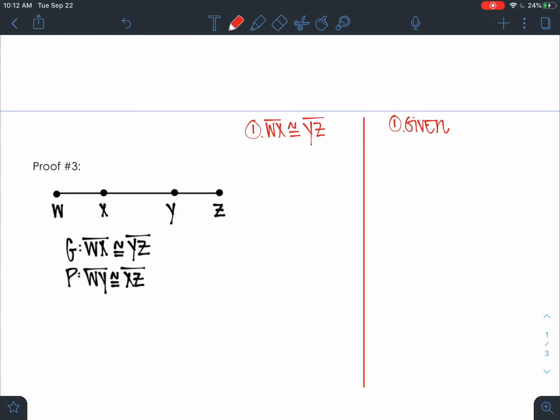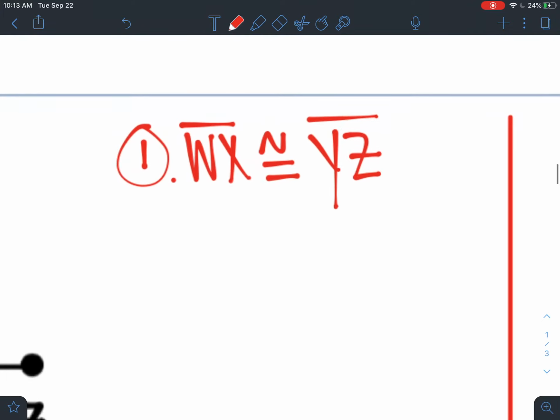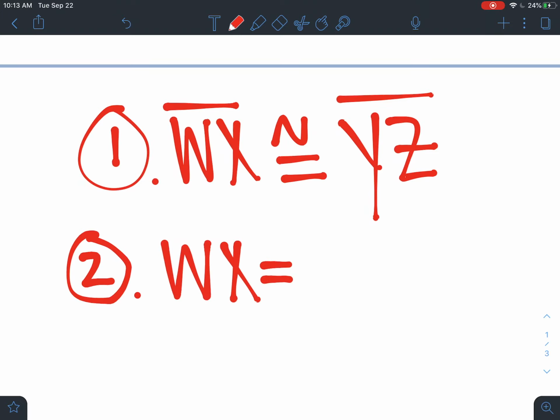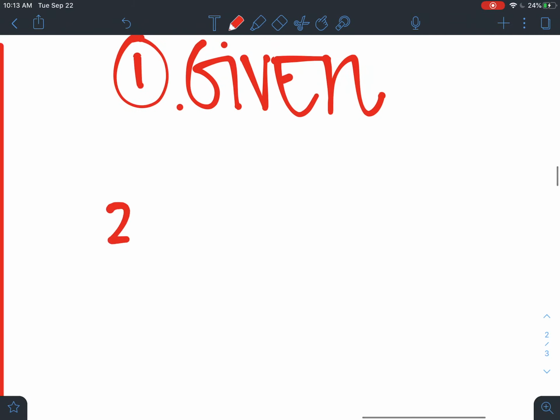Okay, proof number 3, here we go. All right, I have the given written out. I have segment WX is congruent to segment YZ. And my next step is just to state that the lengths are equal. Don't really have much more to do to go off that given. So I'm now going to state that the length of WX is equal to the length of YZ, and that's through definition of congruence.